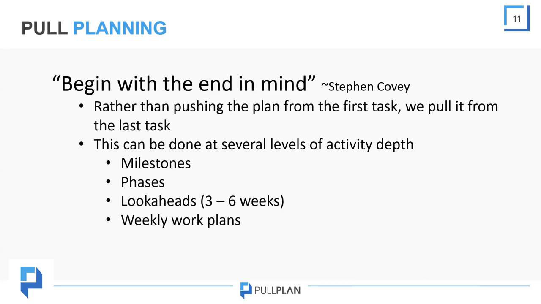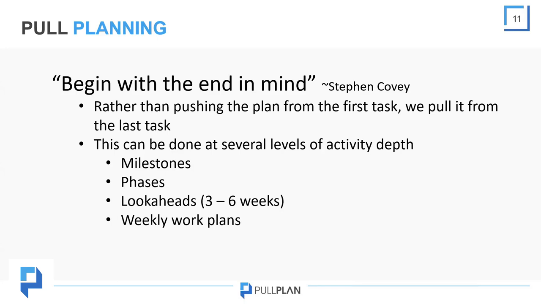As the name implies, pull planning is accomplished by pulling activity sequences instead of pushing them. Instead of beginning with the first task, we begin with the final task. We anchor that task to define a requirement or a target completion date. We identify what we are working towards. Then predecessor tasks are continually added until the entire scope is identified in sticky notes and sequenced in a logical order, pulling toward the final requirements. Now, we can do this at a variety of levels of granularity.